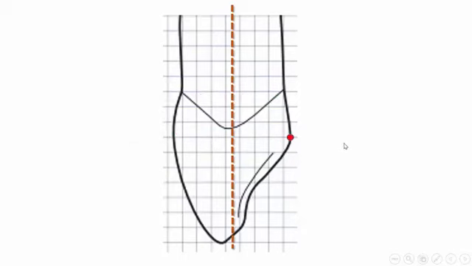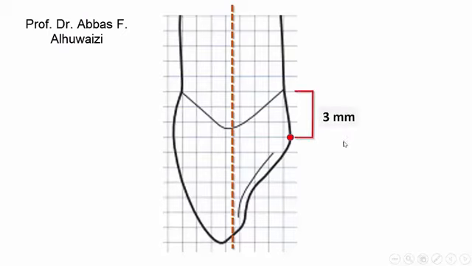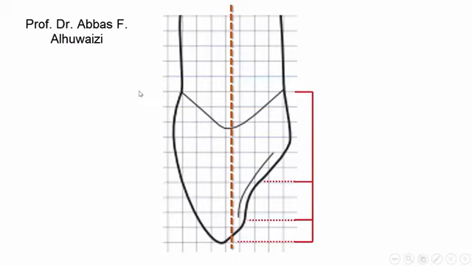The peak of curvature palatally is 3 millimeters below the highest point of the cervical line, which is about the middle of the cingulum, while the peak of curvature labially is also about 3 millimeters from the highest point of the cervical line buccally. The cingulum is about 6 millimeters in height.